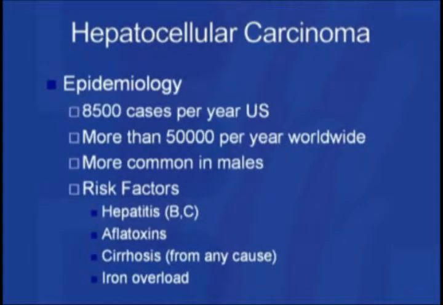I will give a brief overview of this condition. It's an uncommon condition both in the United States of America as well as worldwide, but the incidence worldwide is actually much higher because of a number of factors. In the United States for the year 2008, the estimated number of new cases was 8,500, while worldwide about 50,000 new cases are supposed to be identified. It's a disease that is more common in males.